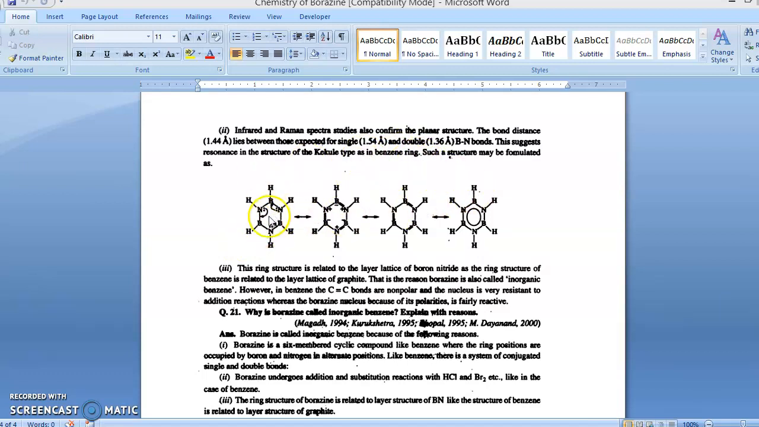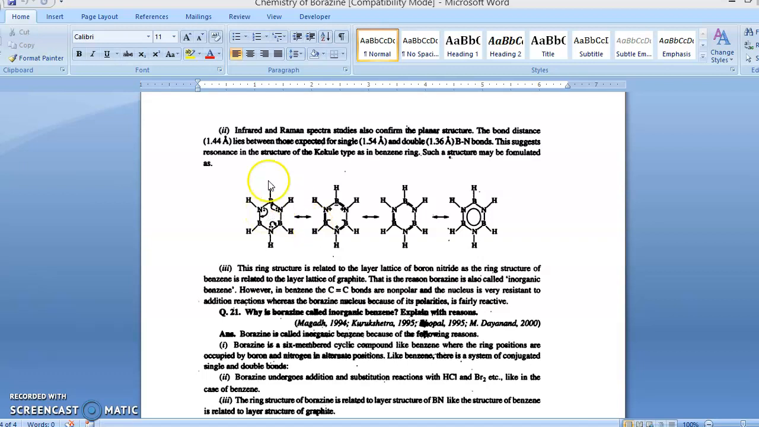So now you can see that borazine has alternate boron, nitrogen, boron, nitrogen, boron, nitrogen, and these are all present in a 6-membered cyclic form, and each of these boron and nitrogen atoms is directly attached to hydrogen atoms, and there is a lone pair present in the nitrogen atom which is delocalized into this 6-membered cycle like benzene.